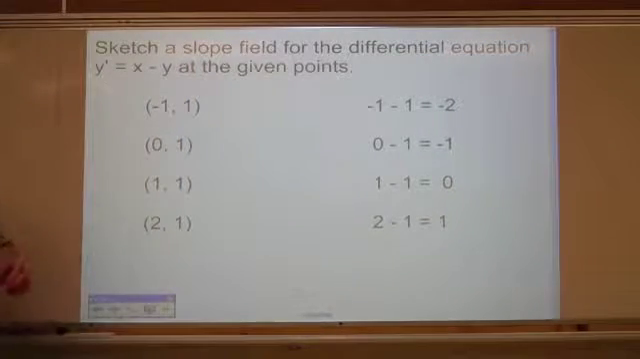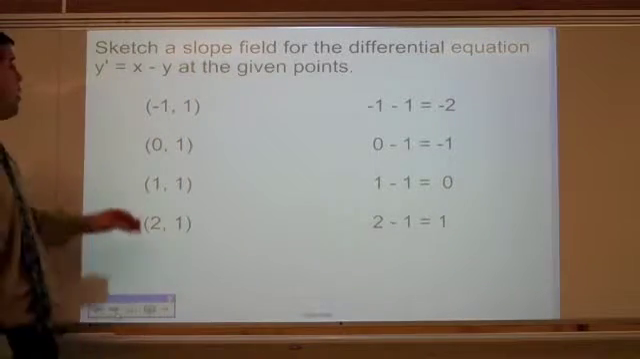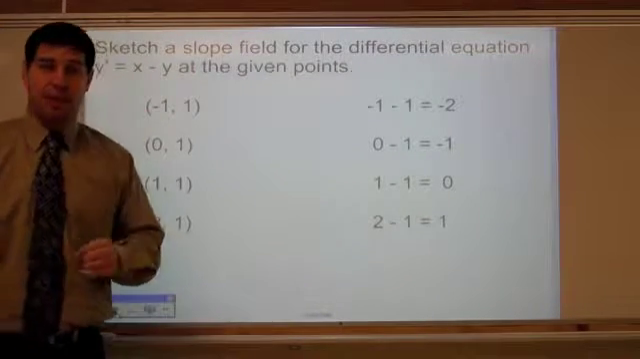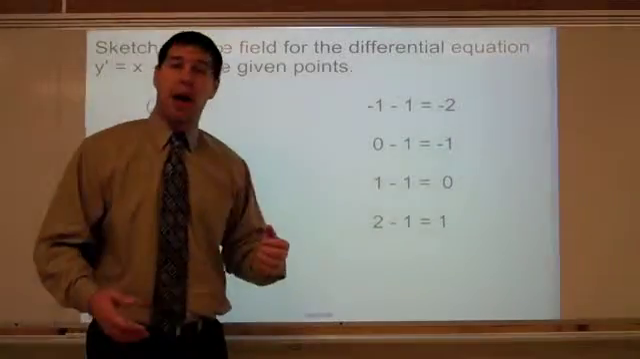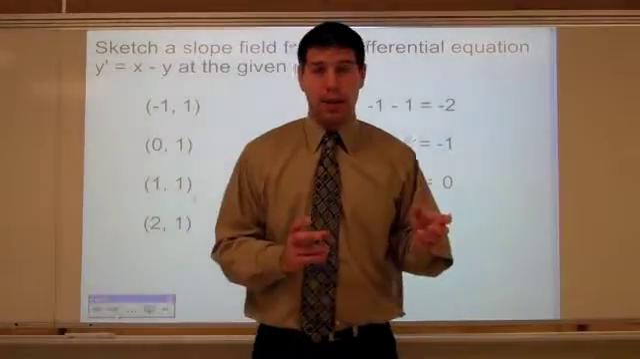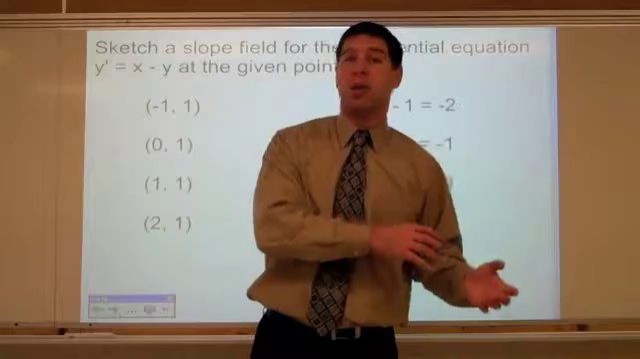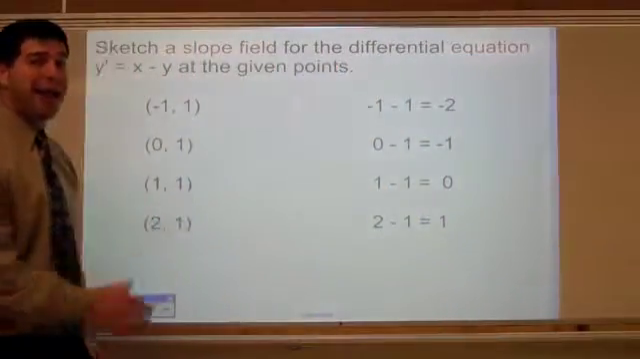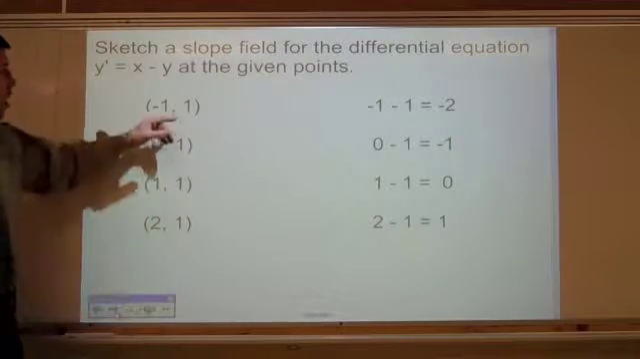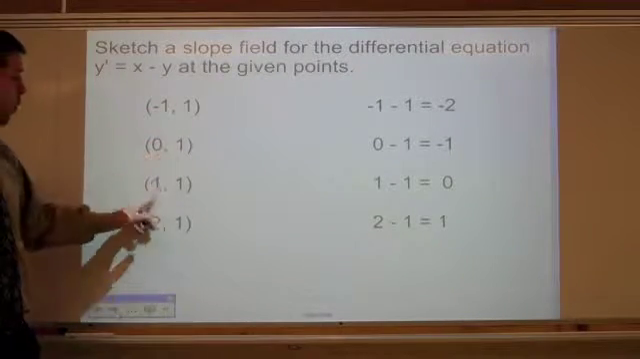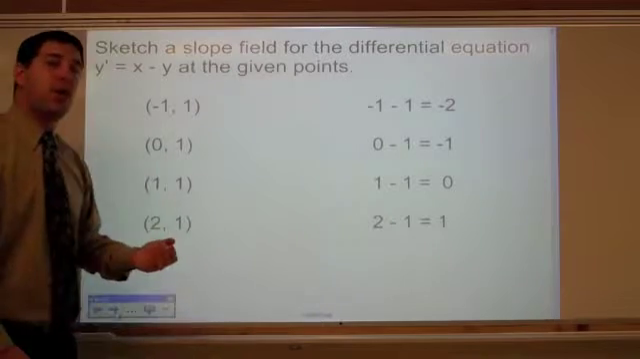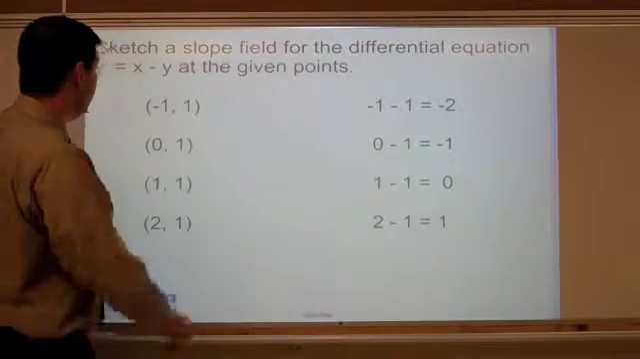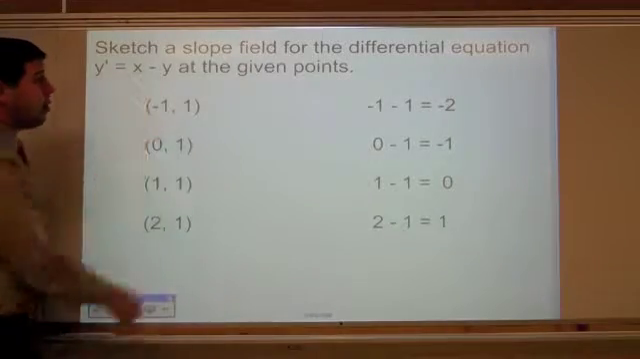So this asks you to sketch a slope field for the differential equation y prime equals x minus y at the given points. So this is a derivative, y prime in terms of x and y. It matters what the x point is and what the y point is in order to determine the value of the slope of the curve at that point. So these are the points, negative 1, 1, 0, 1, 1, 1, 2, 1. So in order to find the value of the derivative, the value of the slope of the tangent line at that point, we use y prime equals x minus y.